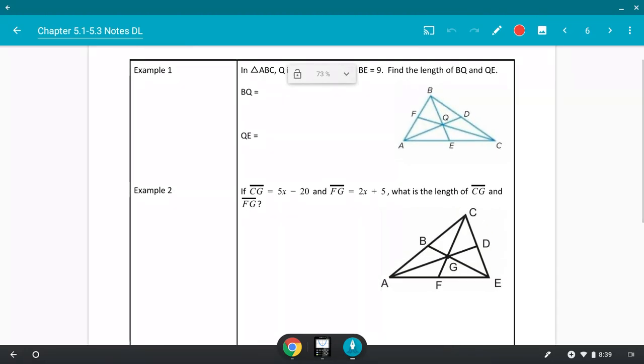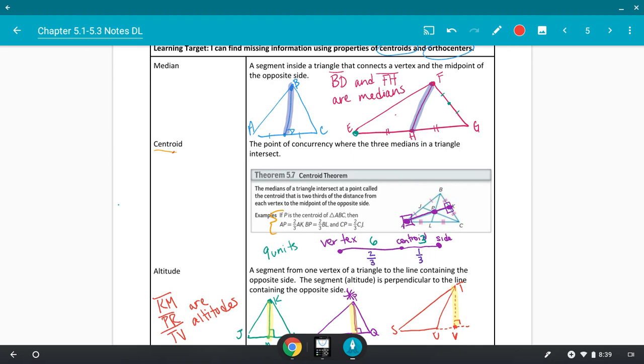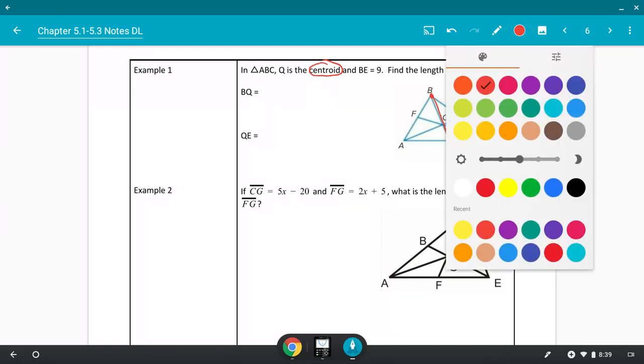So first example says, in triangle ABC, Q is the centroid. Okay, so centroid, what you're going to want to do is look back and see, what is a centroid? A centroid is 3 medians crossing, and what's interesting about it is this little nugget right here. Okay, so it says BE is 9. That orange line is 9. Find the length of BQ and QE.